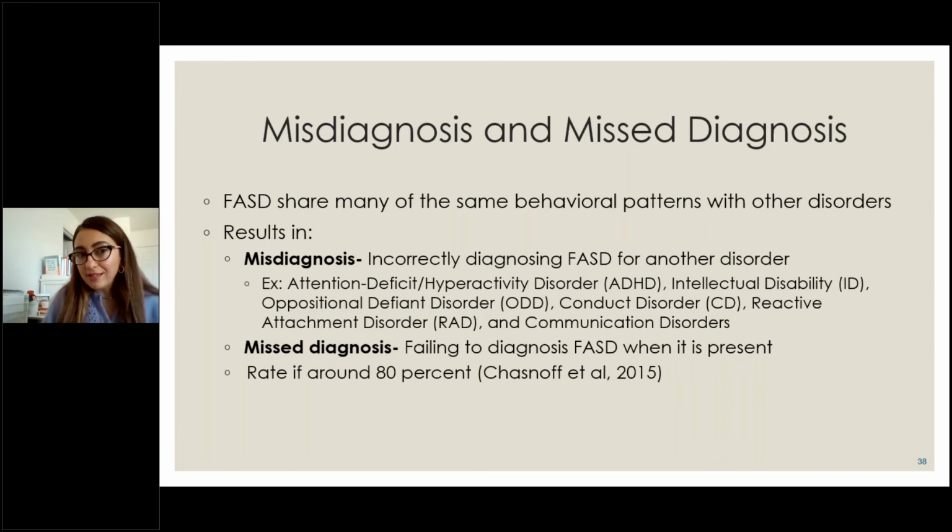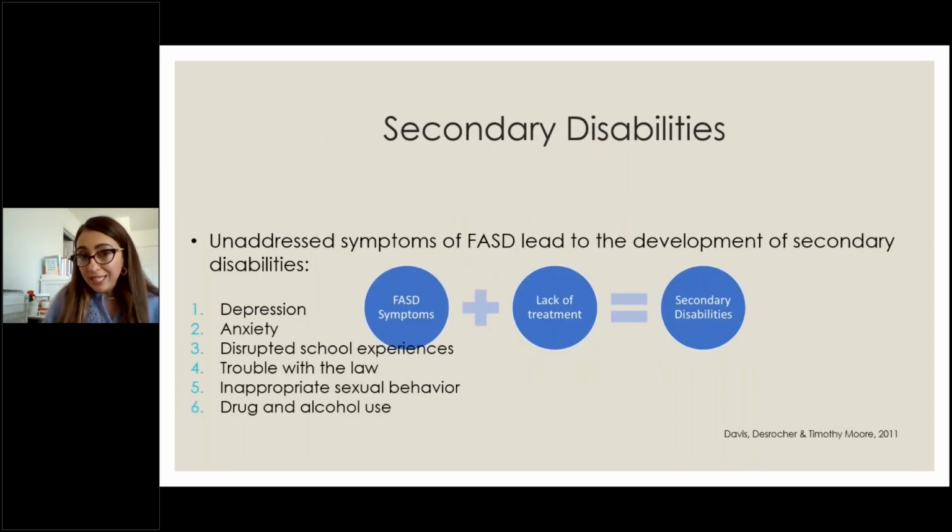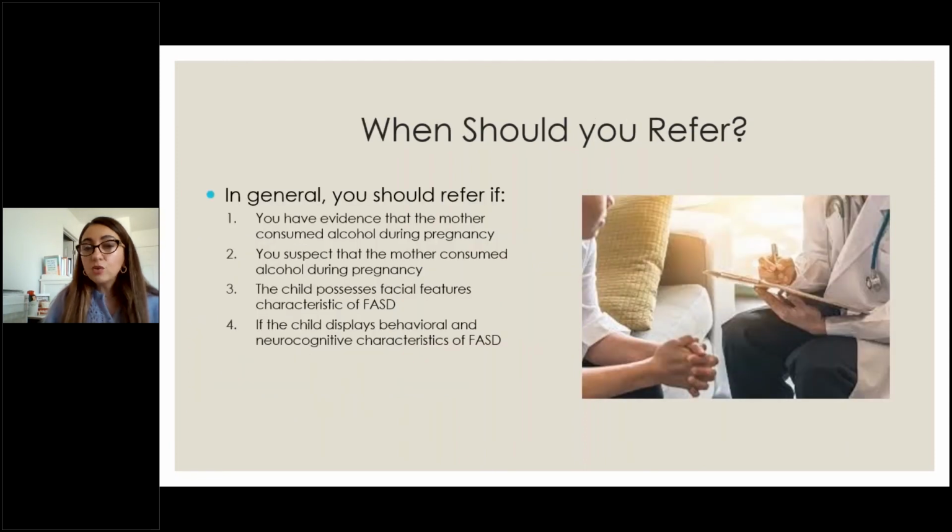So those are the two big concepts that happen when we're not engaging in an appropriate screening and referral process, which leads to, as I've been talking about all day, secondary disabilities. Unaddressed symptoms of FASD lead to development of secondary disabilities such as depression, anxiety, dropouts, getting into trouble with the law, 70% of our kids, inappropriate sexual behaviors for which they can also get into trouble, and more drug and alcohol use difficulties.